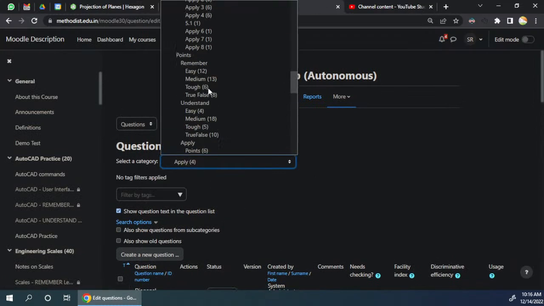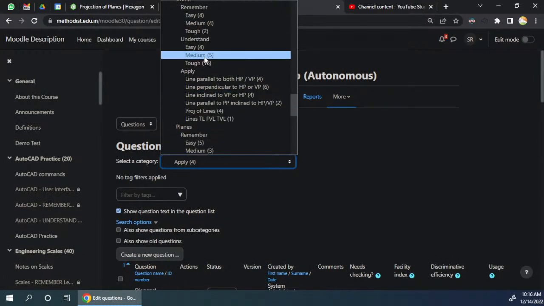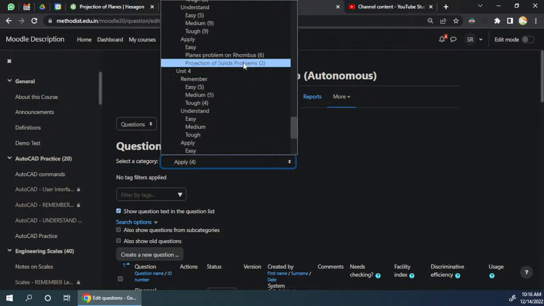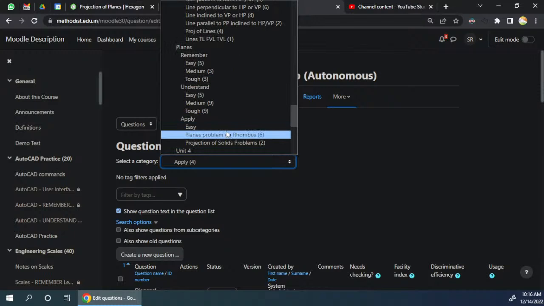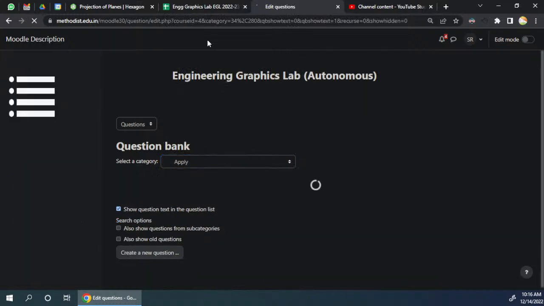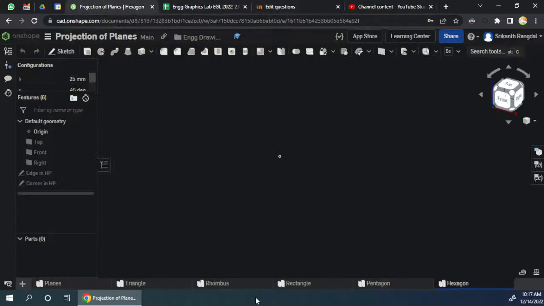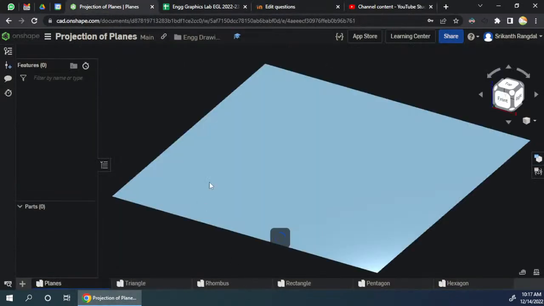Okay, so this is where all the categories are. You can see there is a category for points, and we have a category for planes, and this is where we're supposed to add our questions. We already have some questions on problem on rhombus, and then we have projection of solids. We are supposed to create a separate category altogether for this one. We'll come back to that in a while. So right now our aim should be to create some questions for projection of planes right here, and for doing that I have created this thing.